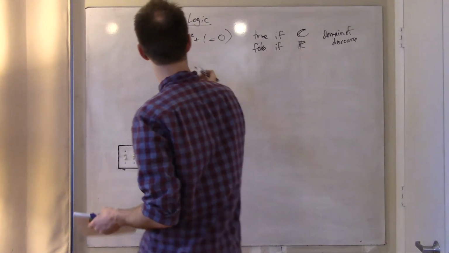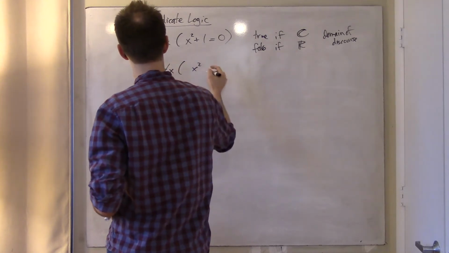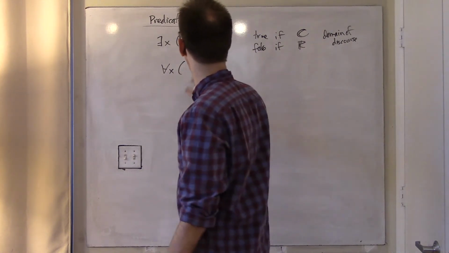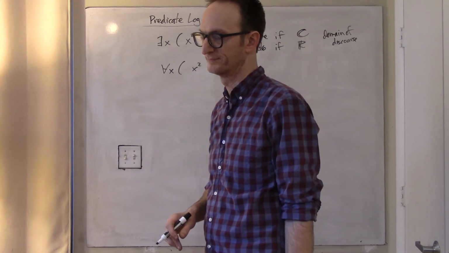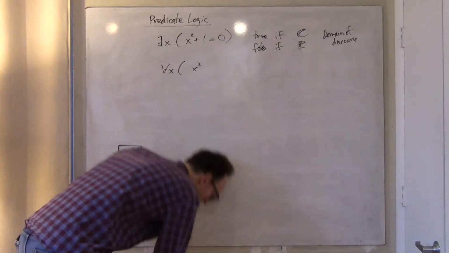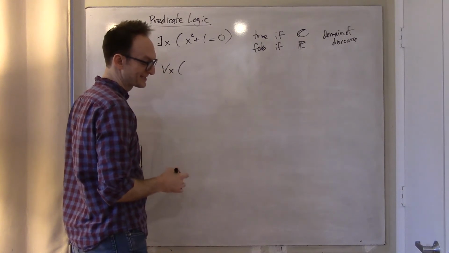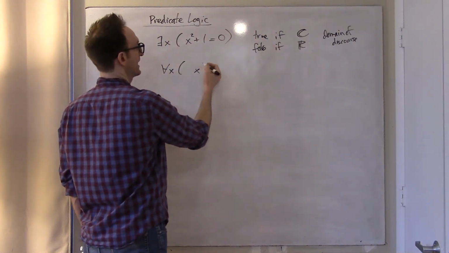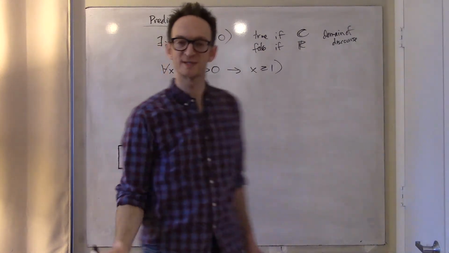To keep going with this kind of example, here's a new one. For all x, if x is greater than 0, then x is greater than or equal to 1. This is the stupidest example ever, but sure.